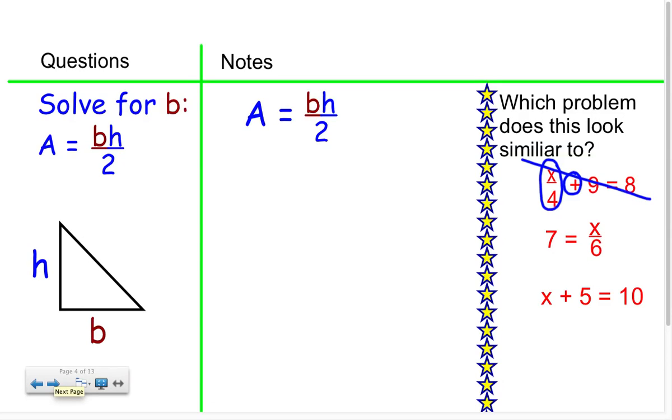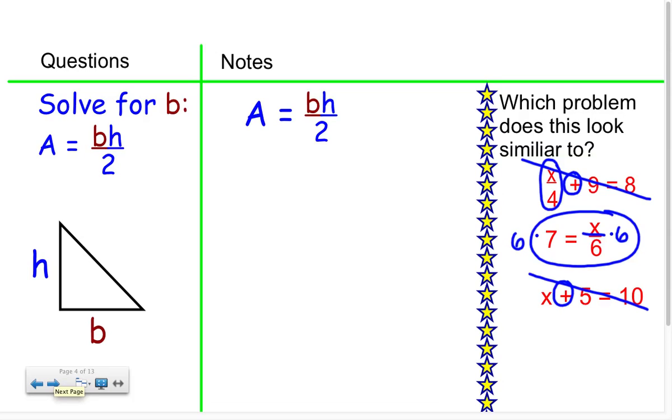The middle one has a fraction, that's a possibility. The bottom one has a plus. We don't have any pluses in our problem, so I'm going to get rid of that. This is the problem that it's most similar to. So think about if I wanted to get x alone, this is x divided by 6. To get rid of the fraction, I would times both sides by 6. So let's do the same on our problem.